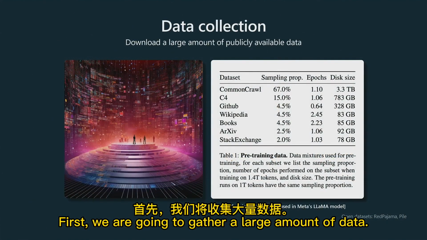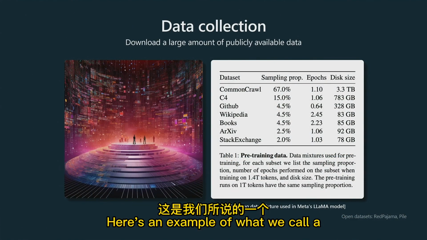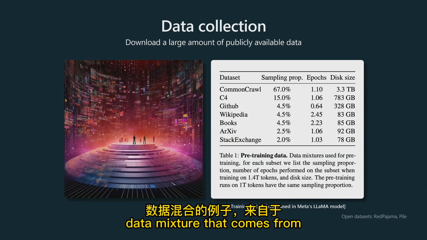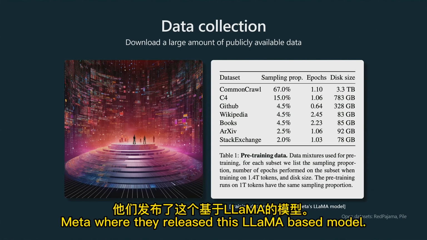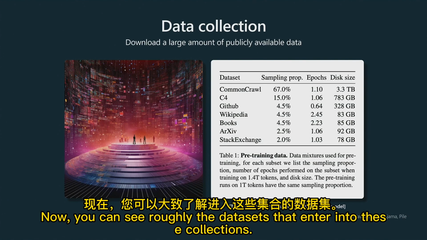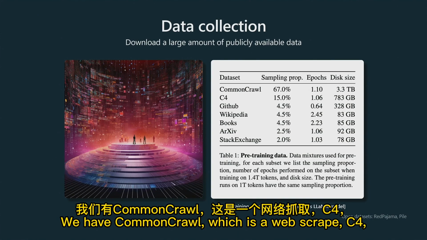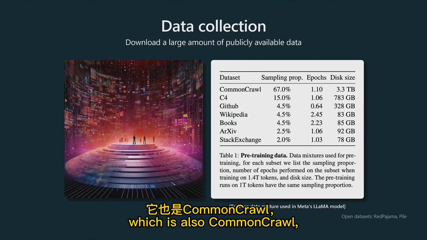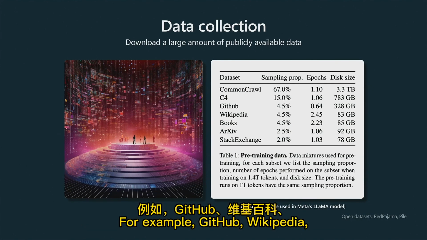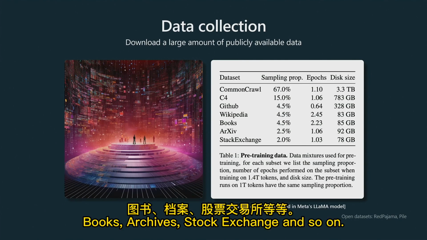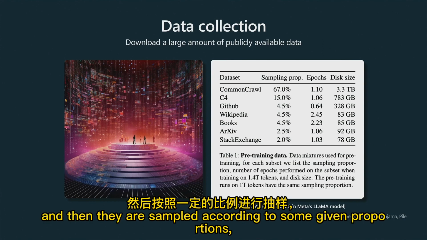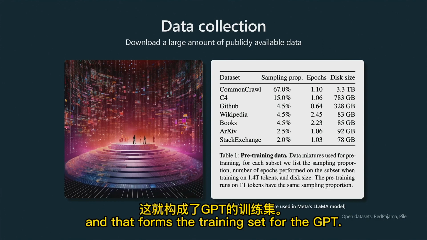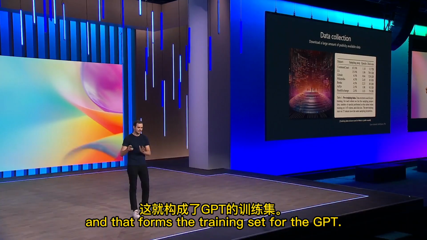First, we're going to gather a large amount of data. Here's an example of what we call a data mixture that comes from this paper that was released by Meta, where they released this Llama base model. You can see roughly the kinds of data sets that enter into these collections. We have Common Crawl, which is just a web scrape, C4, which is also Common Crawl, and then some high-quality data sets as well. For example, GitHub, Wikipedia, books, arXiv, Stack Exchange, and so on. These are all mixed up together, and then they are sampled according to some given proportions, and that forms the training set for the neural net, for the GPT.